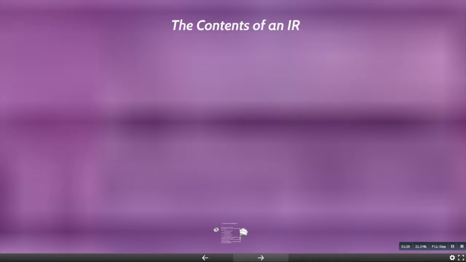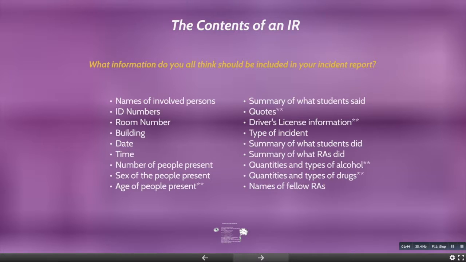So now we're going to talk a little bit about the contents and the things that go into your incident report. We touched on this a little bit earlier, but now we're going to get into more specific details. Take a second to think about what information you think should be included in the incident report. Does it match any of this? What did you miss? What sort of things did you not consider?